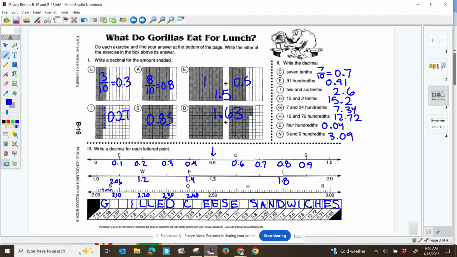And then an O at just before 2.40 would be 2.39. Then H is 2.5, 2.6, 1, 2, 3, 4, 5. So that's 2.65 is an H. And lastly, the R, if the long one is a 3, this is 2.99, 2.98, 2.97. 2.97 is going to be an R. And so what do gorillas eat for lunch? Grilled cheese sandwiches.